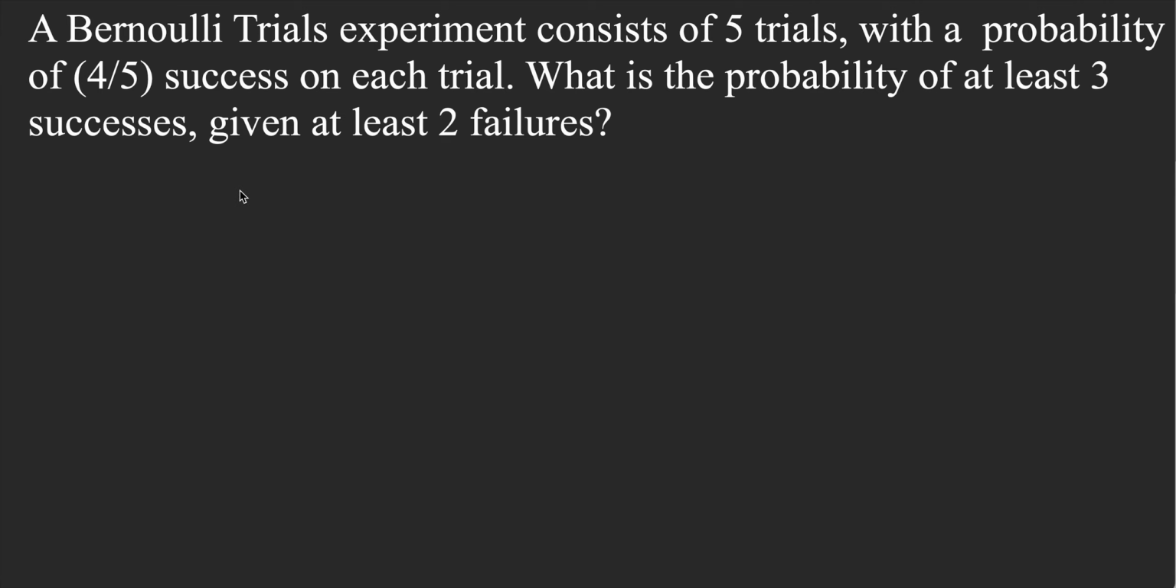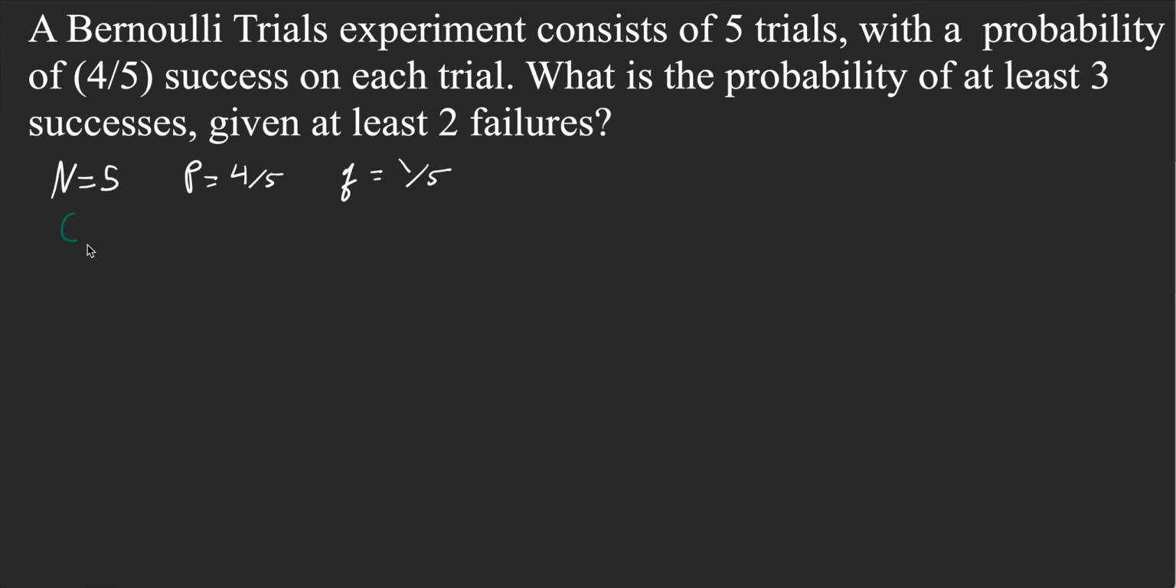Okay, so it is a Bernoulli. They're telling us that. We don't have to wonder about that. So n most certainly equals 5. We know the probability of success is 4/5, so we could infer that the probability of failure would be 1/5. Okay. So far, so good, but here's the problem. What is the probability of at least 3 successes given at least 2 failures out of 5? So, sheesh, how are you going to do that?